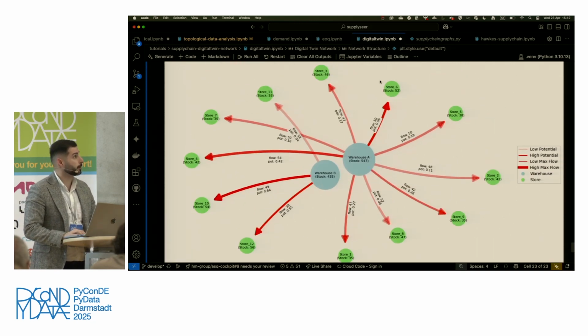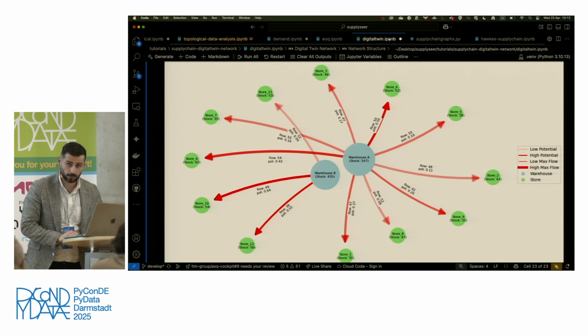That is the digital twin notebook. Any questions, or should we move on?